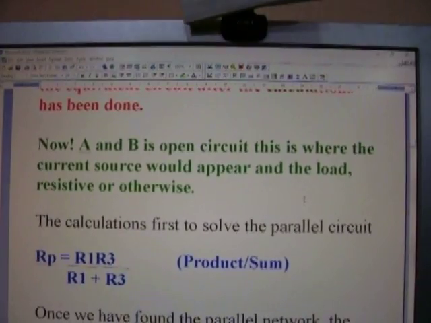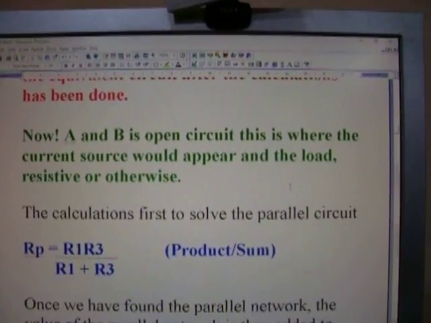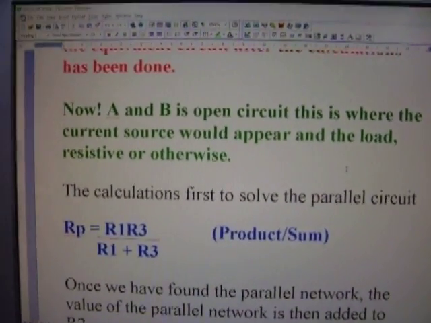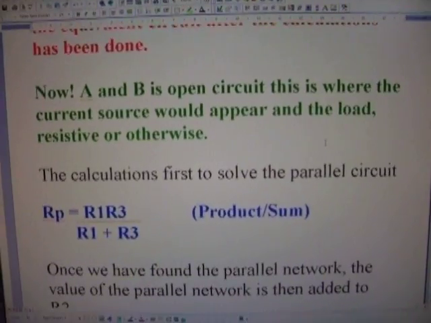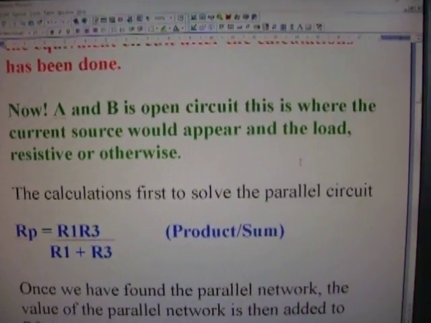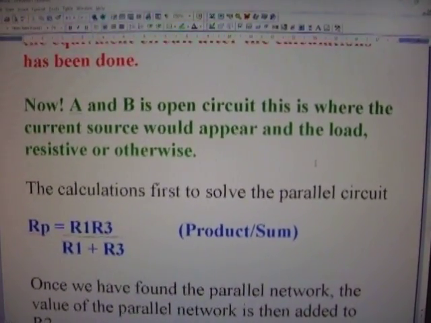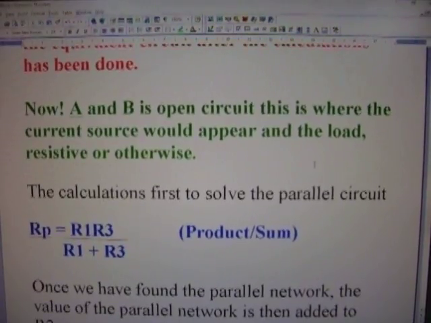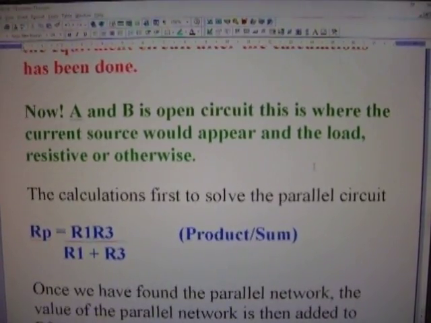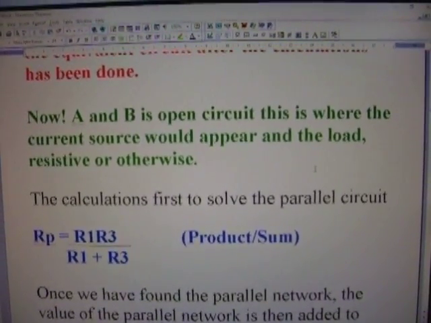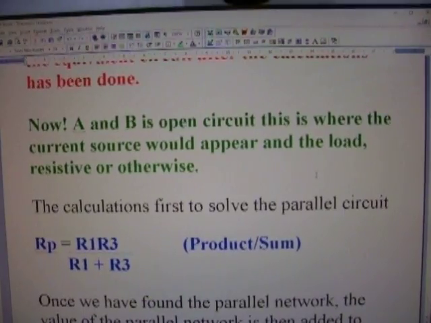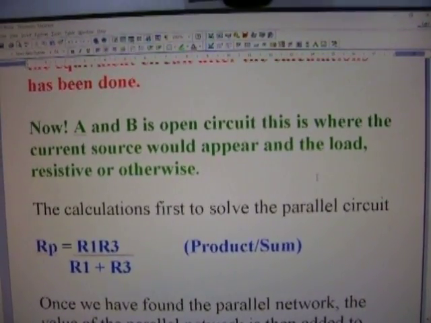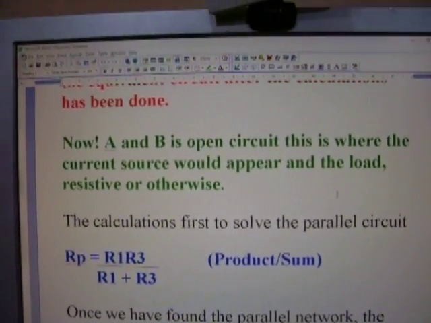Calculations first to resolve or solve the parallel circuit, and we're going to use the formula which allows us to take into account two resistors in parallel, and that is Rp equals R1 times R3 over R1 plus R3. Now this is referred to as product over sum.